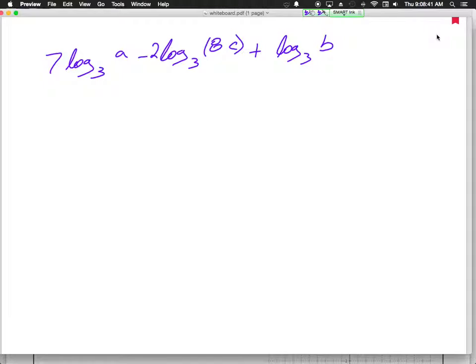The reverse. So what were our 2 steps when we were expanding? How many logs I needed, and then what? Moving the exponents. So if I'm doing the reverse, what do I need to do first? Move the exponents. Is the goal to get 1 log? That is correct.